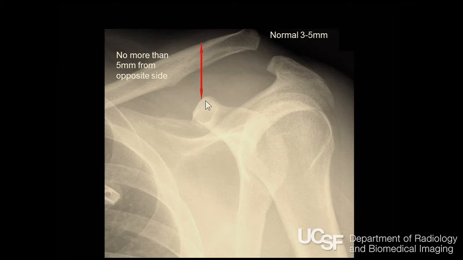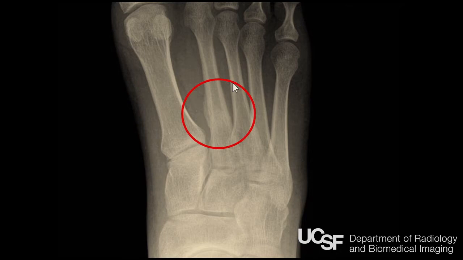The most reliable measurement, if you're going to do this measurement, is from the top of the coracoid process to the top of the clavicle. This distance isn't as reliable or reproducible. So this is how you want to do that measurement and look at the difference between the two sides.